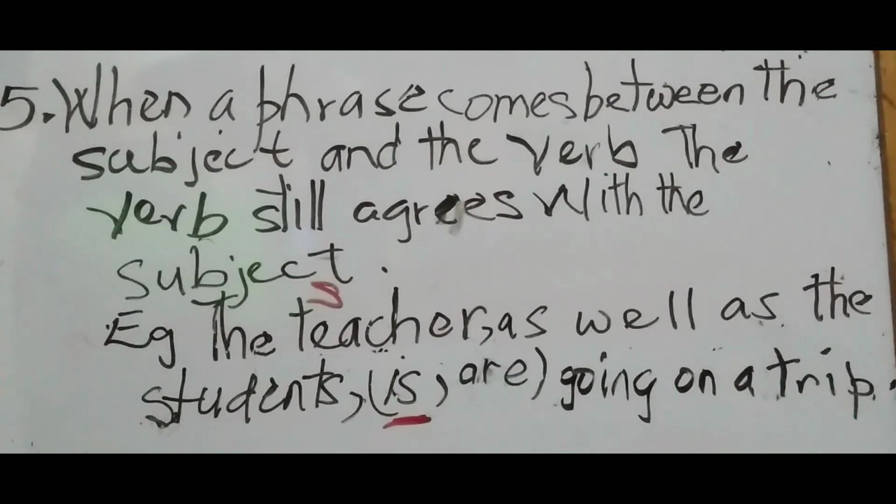So it will be is. Alright, so those are just a few examples of some rules that you can use to guide you when you are making decisions as to whether the verb is singular or plural based on what the subject is. Alright, so bear those 5 rules in mind.